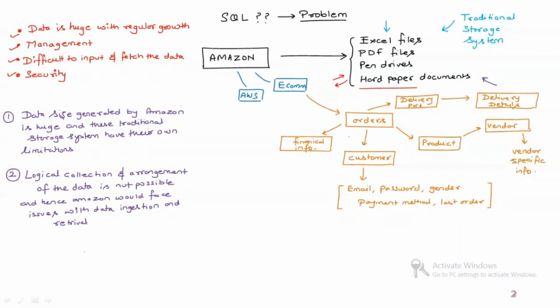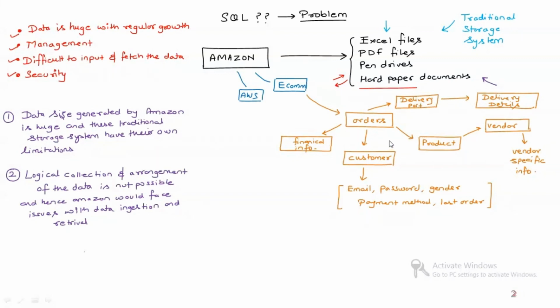Now you can see that one particular order which a person places on Amazon has a lot of associated details. An order will have the details of a customer. An order will have various financial information. An order will have the details of a product. A product will be associated with a vendor. Then an order will have the details of a delivery partner. A delivery partner will have details regarding delivery. You can see how the data has been linked from one to another, right?